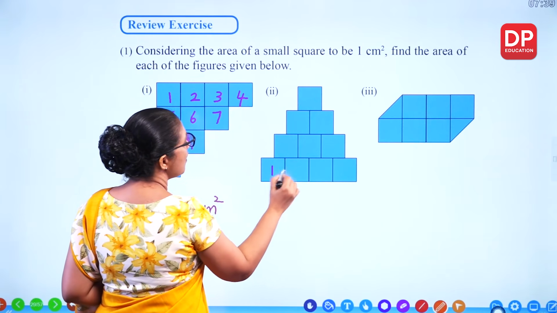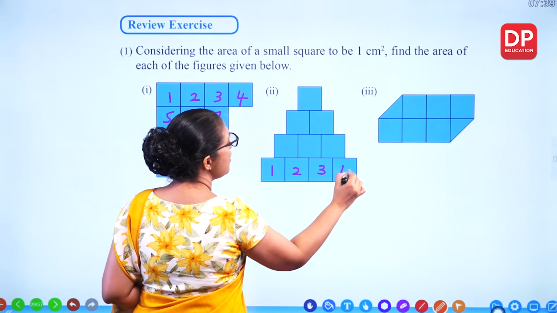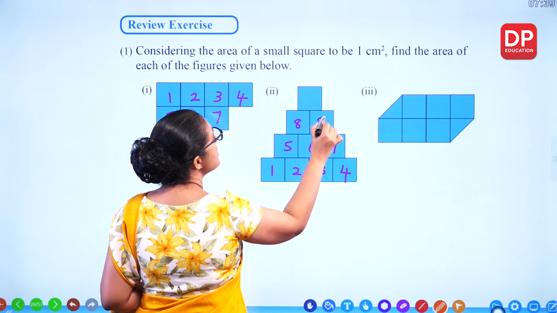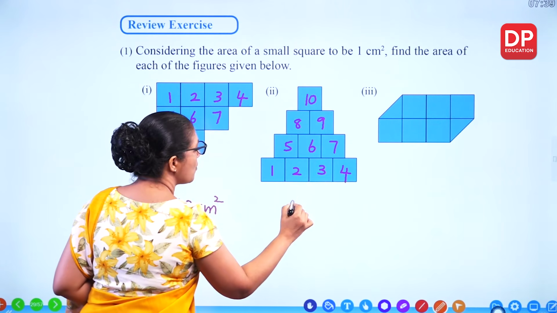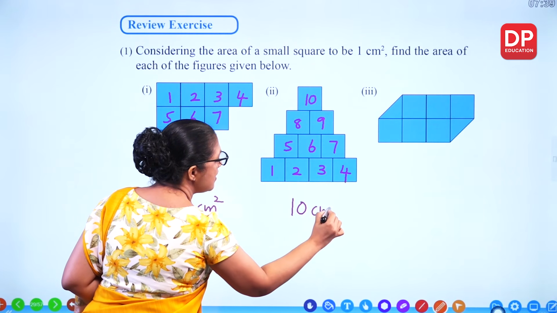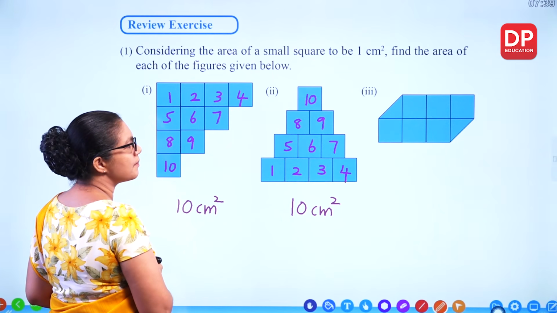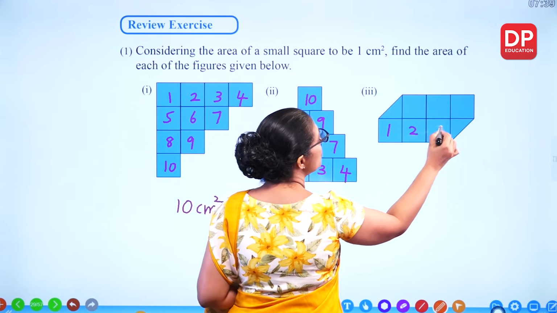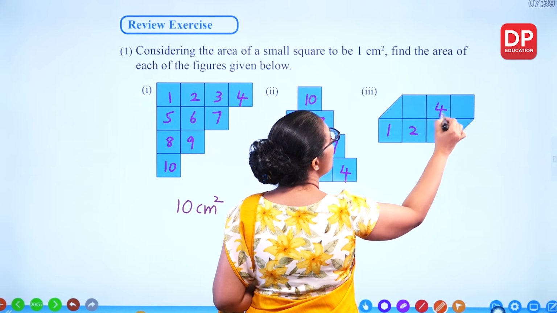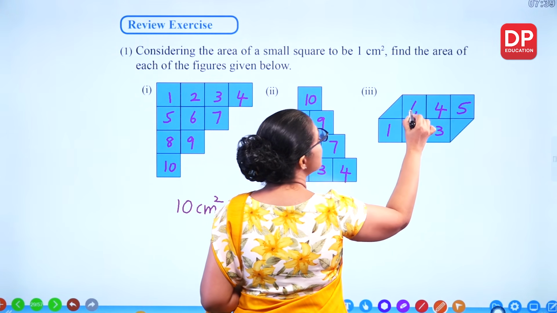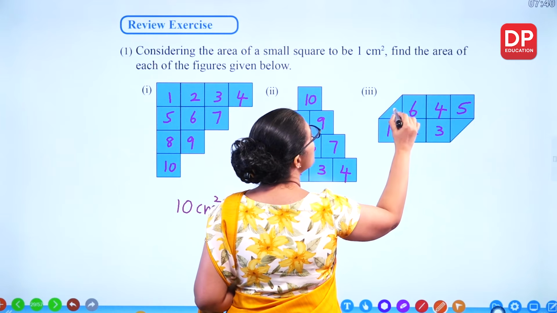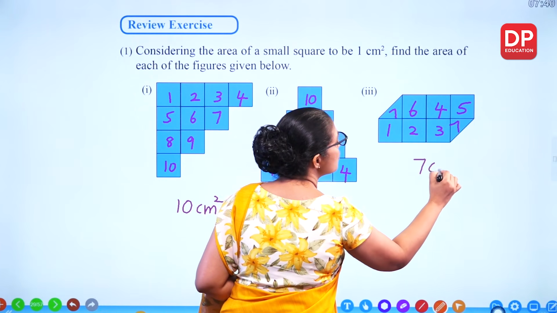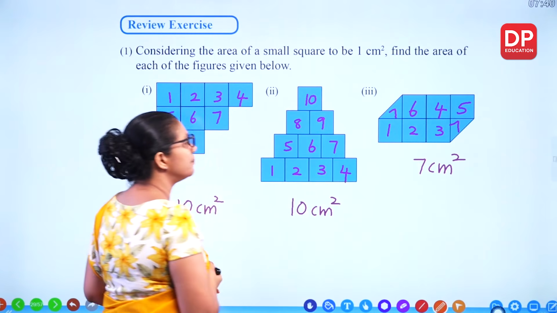This one. 1, 2, 3, 4, 5, 6, 7, 8, 9, 10. So what's the area? 10 square centimeters. This one. 1, 2, 3, 4, 5, 6. And these two, 7. 7 square centimeters.